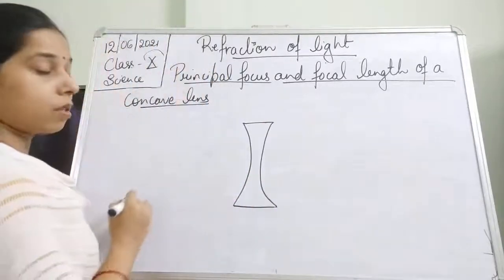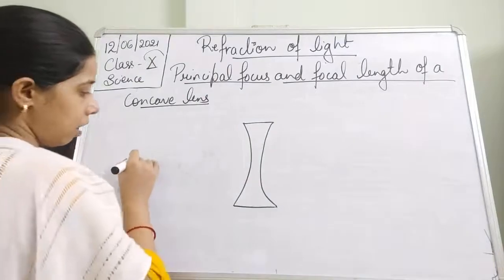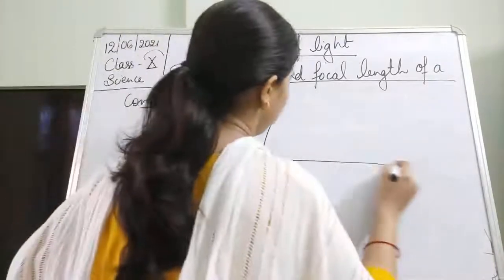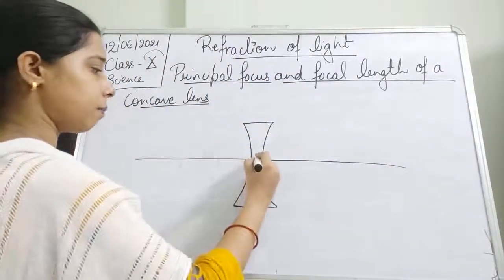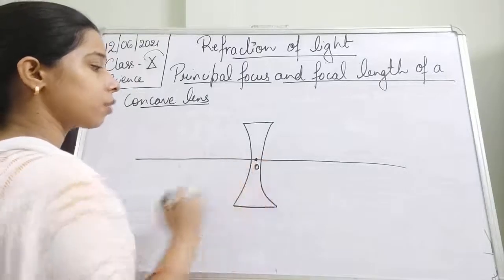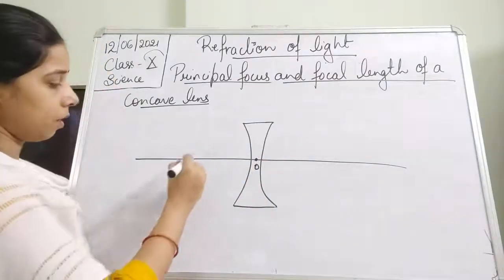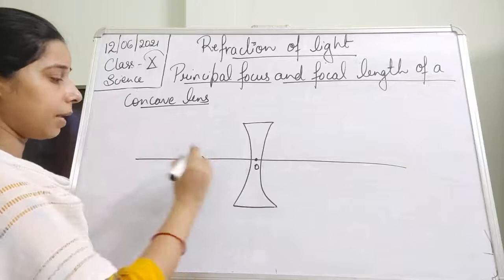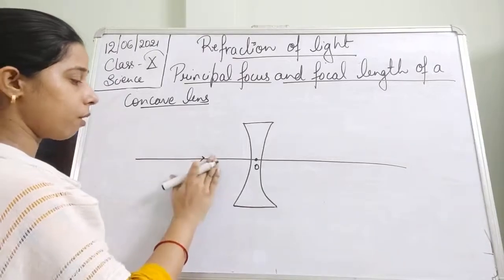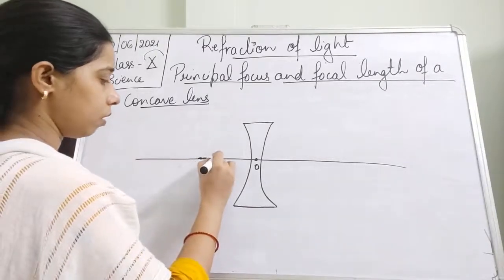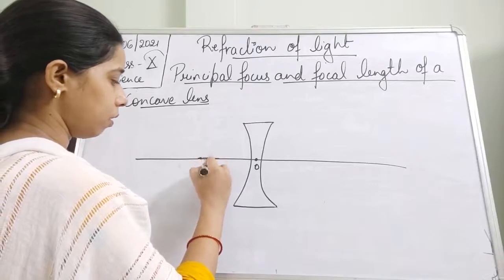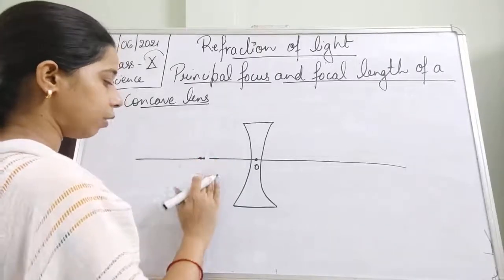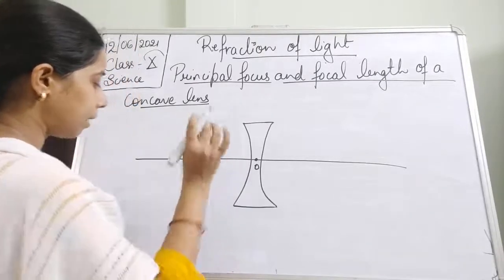This is a concave lens. Now, a ray of light which passes through the center of it is called the optical center. This is the principal axis, and this one is the focus again, students. Let me draw the focus later on, but we know that there is a focus.